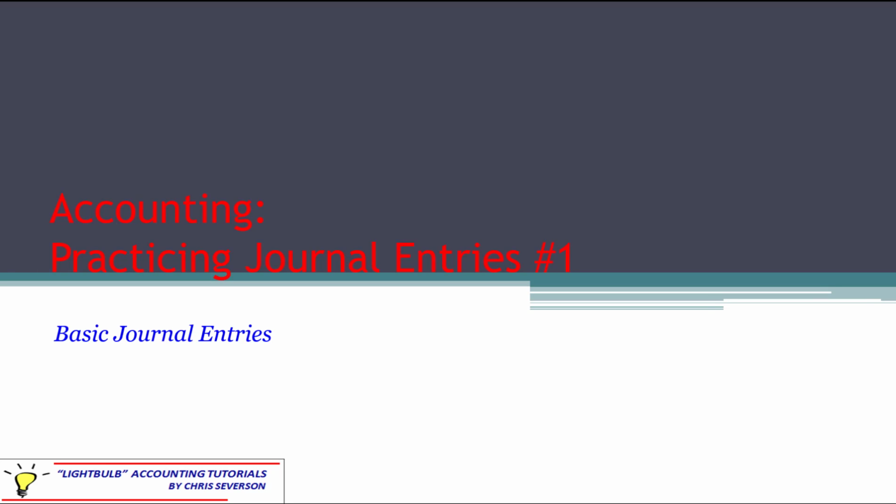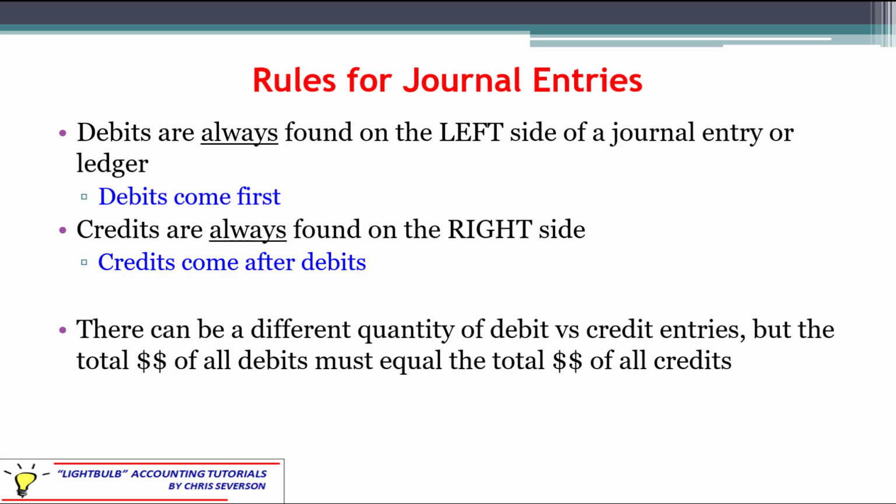Now before we get started into some actual journal entries, I just wanted to remind you of some of the rules for journal entries. These have been covered in previous videos as well, but I'm going to be covering them at the beginning of each of these practice videos. So the first rule is that debits are always found on the left side of a journal entry, and they always come first. No matter how many debits you have for that particular journal entry, they're always going to come first. Credits will always be indented to the right side, and again, all of the credits for a journal entry come after the debits.